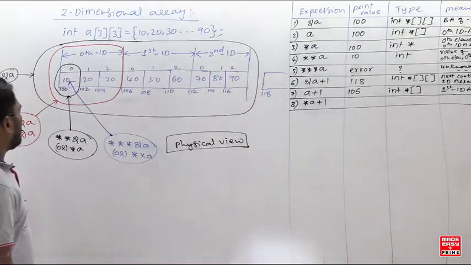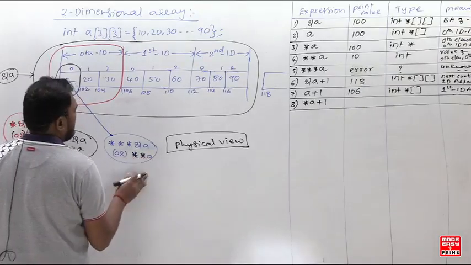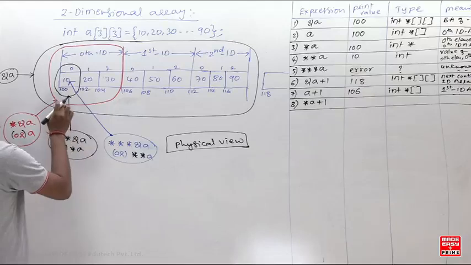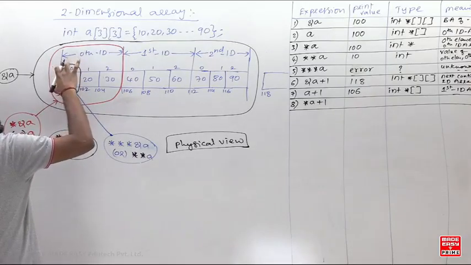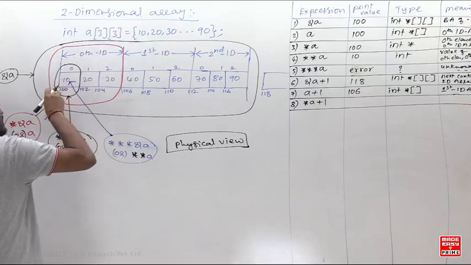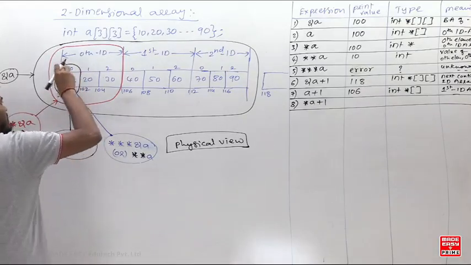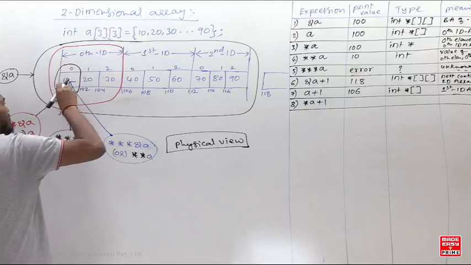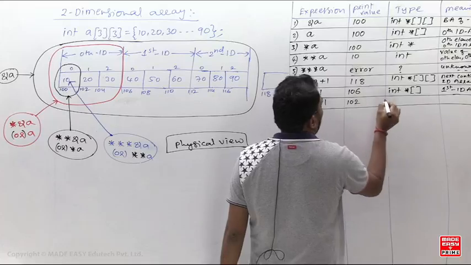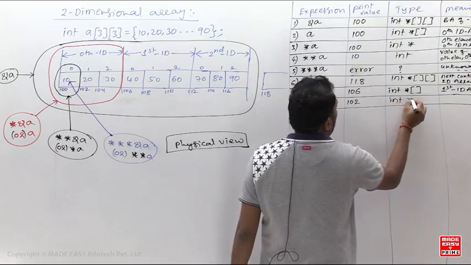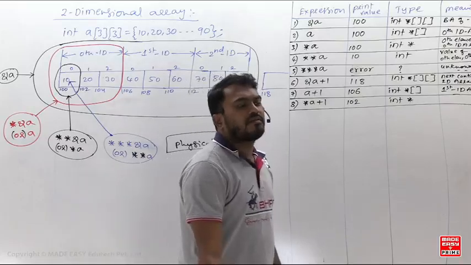Star A plus 1. What is star A? Look at here. Star A means it is pointing to an element, the 0th element of 0th 1D array. If I say plus 1, it will jump according to element size. Your element size is 2 bytes. It will jump 2 bytes. 102. That's it. Because it is pointing to an element, the type is int star.